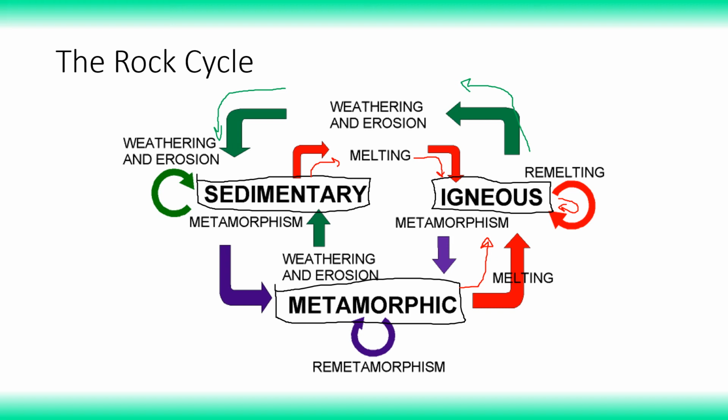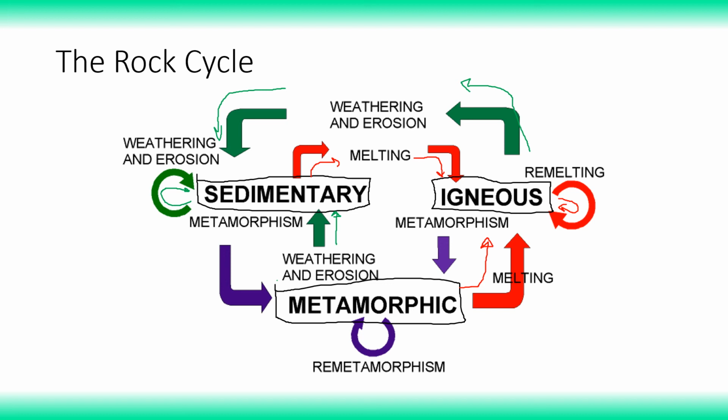Similarly, if you take a metamorphic rock and you knock off those little particles using wind or water, then that's the weathering and erosion part, and then they get deposited somewhere else, they get compacted, they get cemented together, and that's how you get a sedimentary rock. And same thing once again, if you take a sedimentary rock, you weather it, you erode it, you deposit those particles somewhere else, and then form a different rock, well, that's going from one sedimentary rock to another.